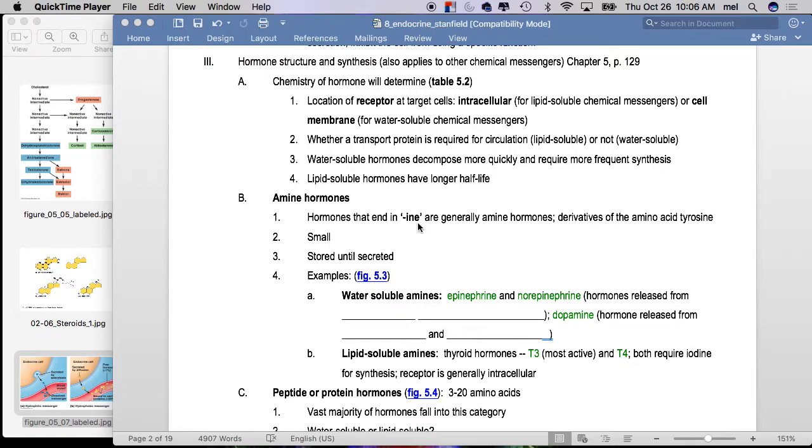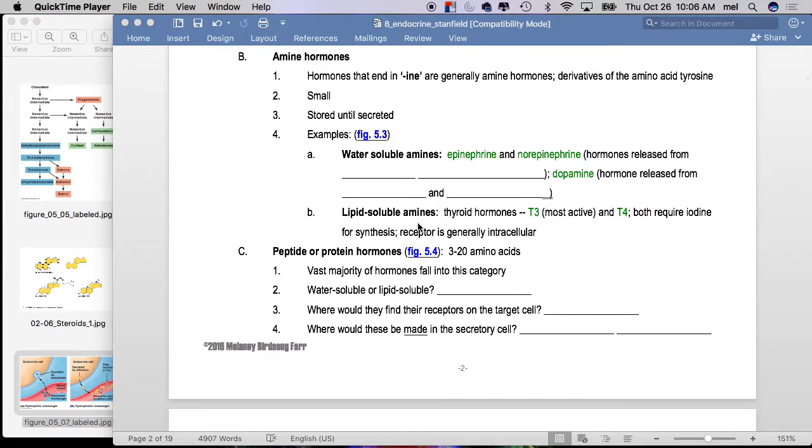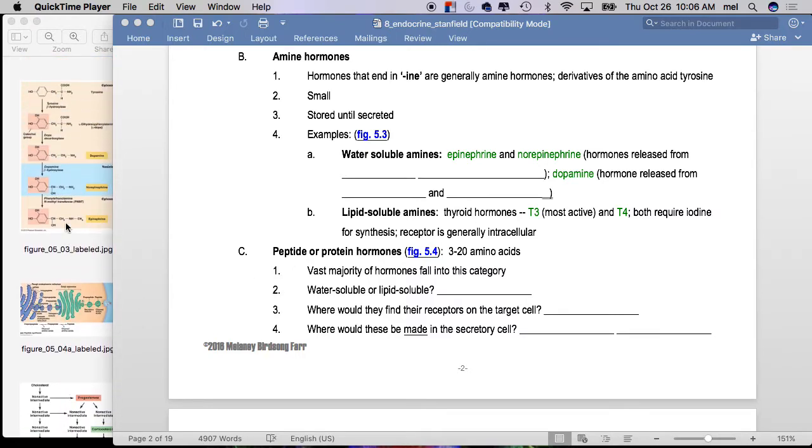Okay. All right. So let's talk about the 4 categories. Amine hormones tend to end in INE. So that's easy, especially because you've already met the first 3, but you met them as neurotransmitters. So if a hormone ends in INE, it is telling you that it's an amine hormone. And then all you have to do is figure out whether it's lipid-soluble or water-soluble, but that's pretty easy too. So let's look at the amine hormones.